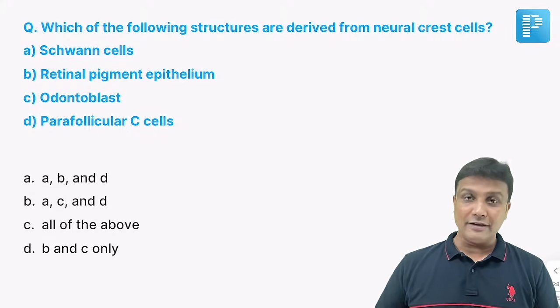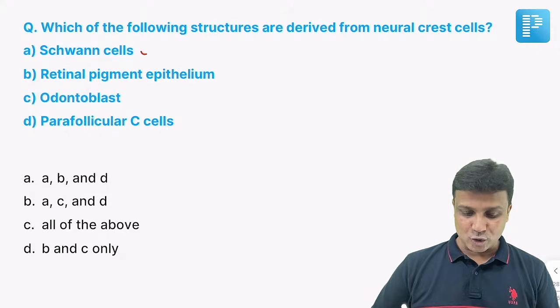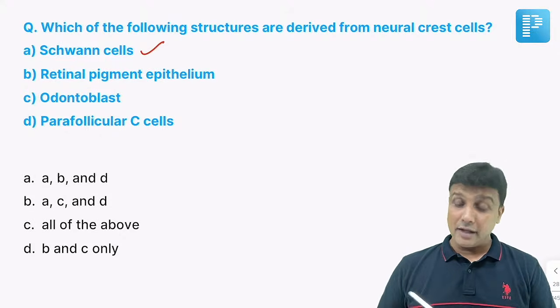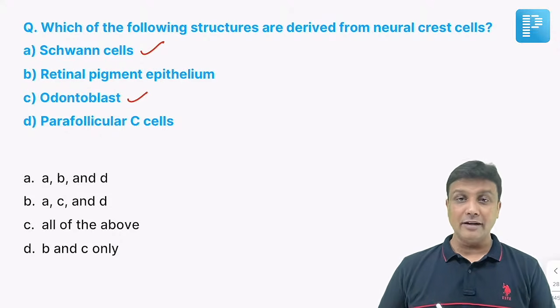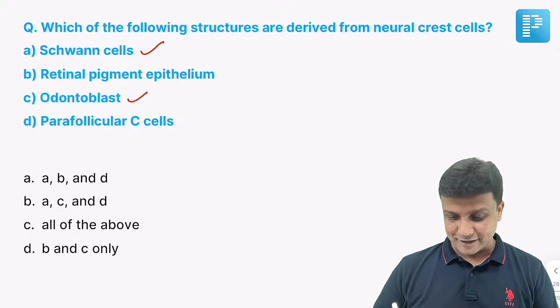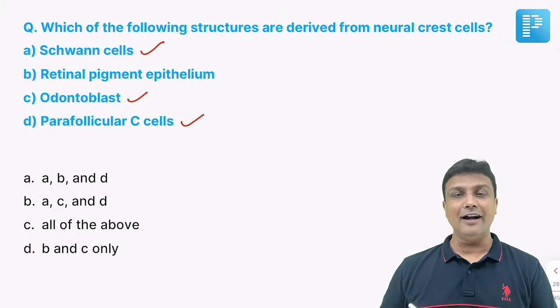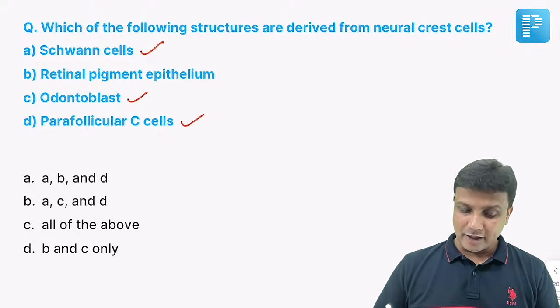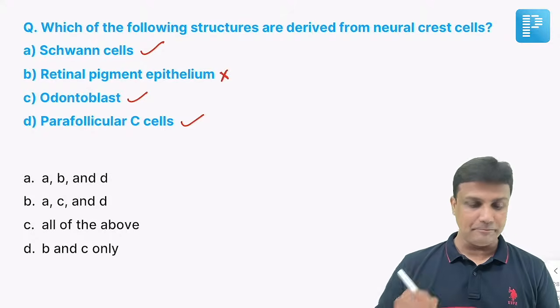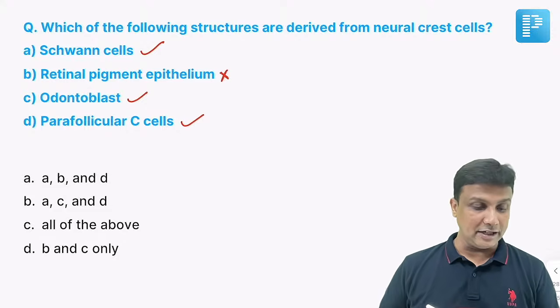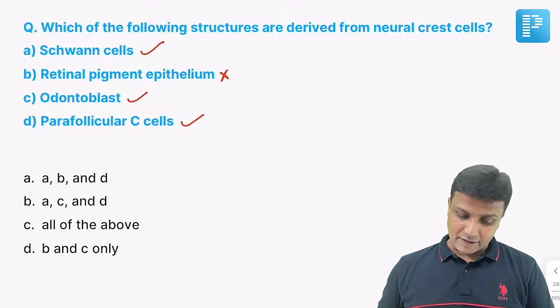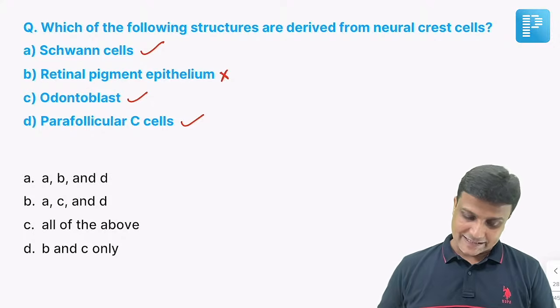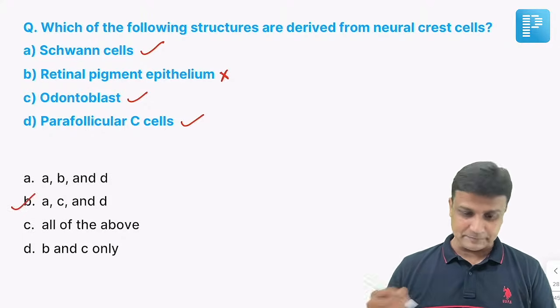What are the structures which are derived from neural crest cells? Of course, Schwann cells will be derived from there. Even odontoblasts will be derived from there, as well as parafollicular cells, which are also referred to as C cells, are derived from there, sir, but not the retinal pigment epithelium. So therefore, the correct answer here will be options A, C, and D, sir. This is the right answer.